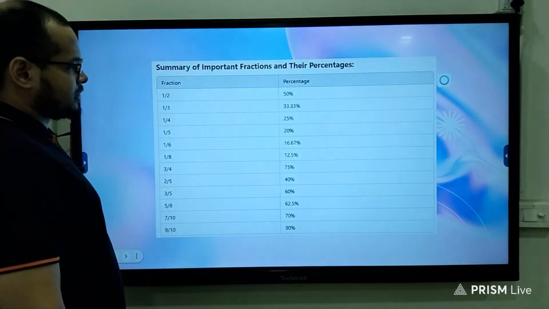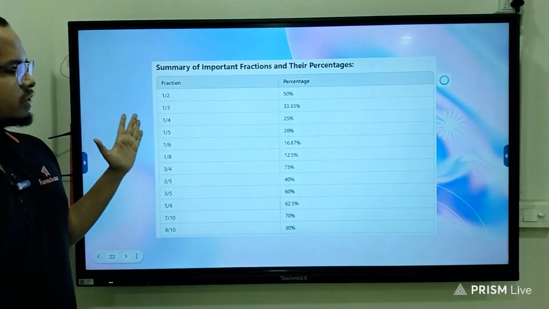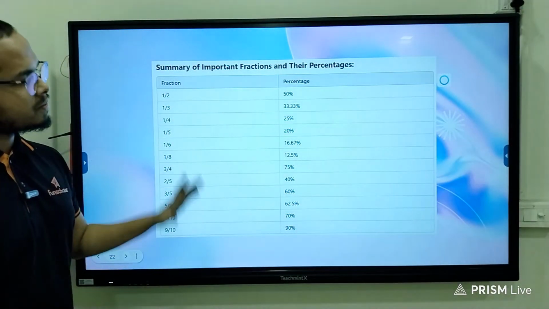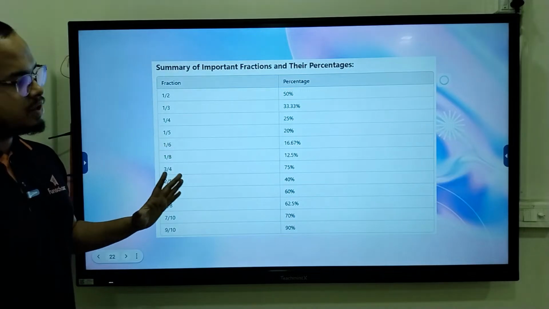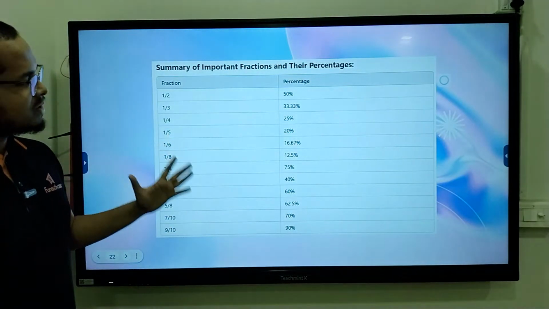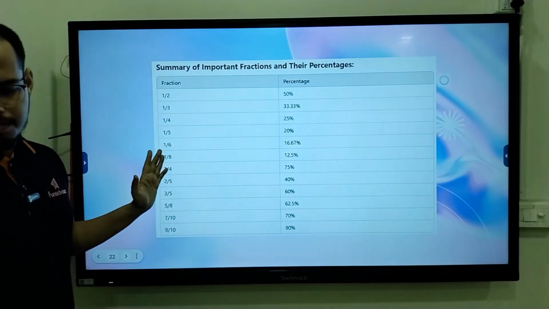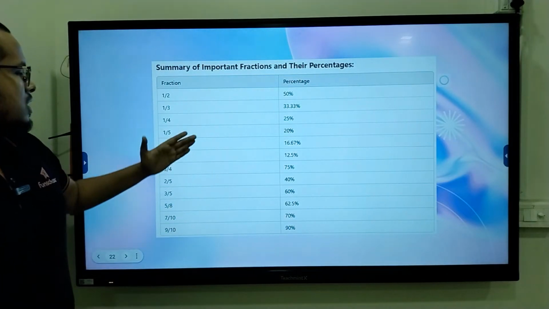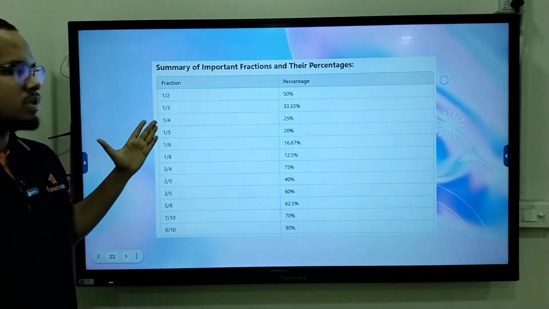Now there are some important ratios. You can screenshot this, mark this down, or write it on a piece of paper and stick it across your study table, wherever you want to, because this is going to save you a lot of time. See, these are the percentages, these are the fractions.